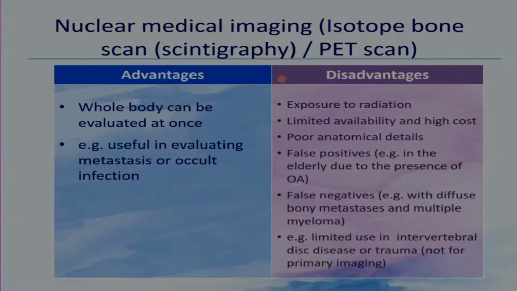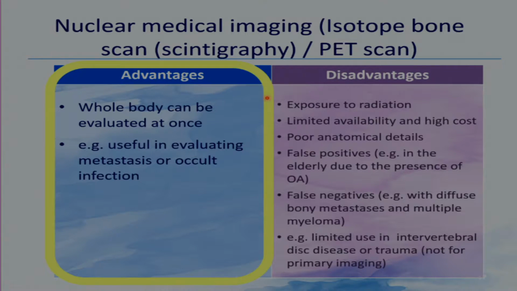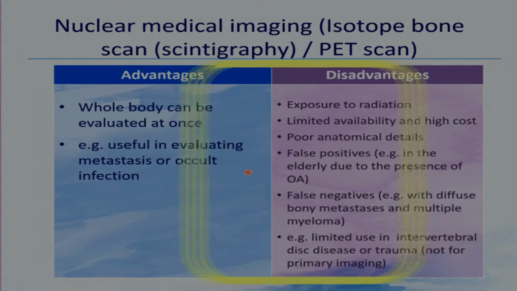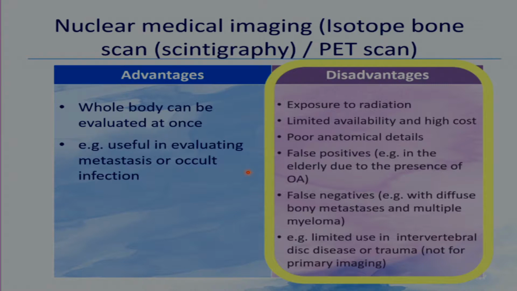The nuclear imaging, that is isotope bone scan and PET scan, the main advantage is that the whole body can be evaluated at once. Therefore, it is very useful in evaluating metastasis or occult infection. There are many disadvantages. For example, exposure to radiation, limited availability and high cost. It gives poor anatomical details.